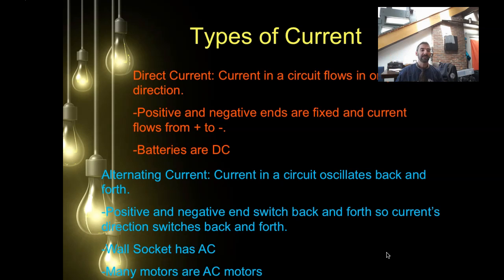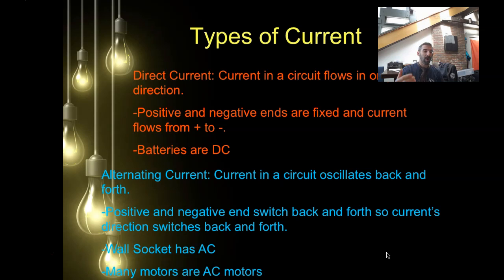Your cell phone has a battery, cars have batteries, my laptop has a battery. Most things we use in our everyday life that are not plugged into a wall are DC current. Now, AC current means it oscillates. It's alternating current. AC current switches between positive and negative, going back and forth, back and forth. Here in the United States, it's 60 times per second, or 60 hertz.